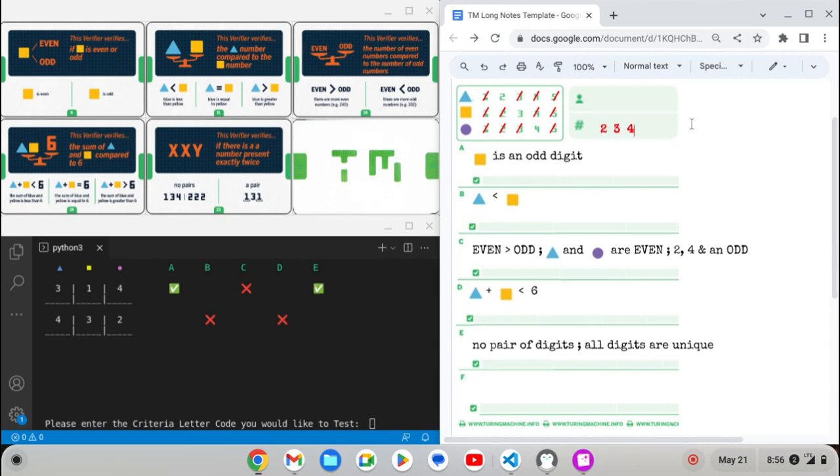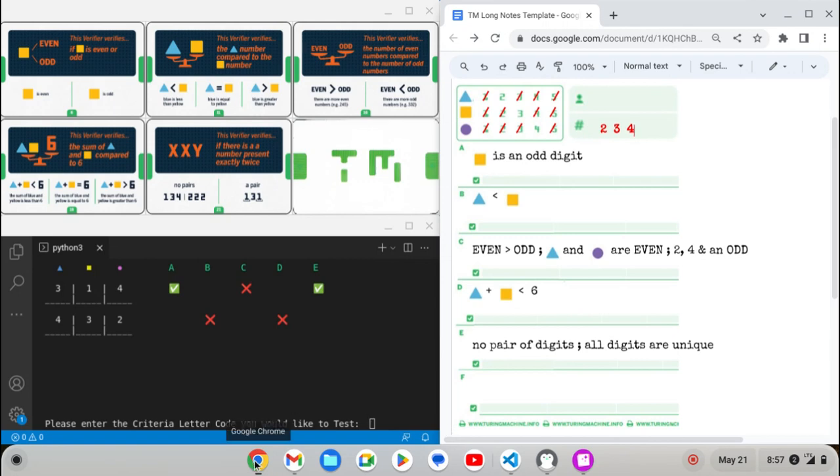And so let's kind of review before we go to turingmachine.info and verifying it officially. So is the square an odd digit? It sure is. Is the first digit smaller than second? Yep, 2 is less than 3. Do we have more evens than odds? Yeah, we got a 2 and 4. And of course, since we know the middle digit is odd, the first and last are even. Yep. And because they are unique, you have to have only a 2 and 4, no pair. Yep, that's correct. And is the sum less than 6? Yeah, 2 plus 3 is less than 6. So it looks like we got a winner.